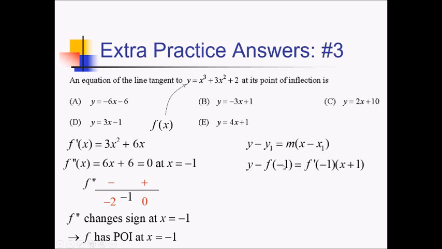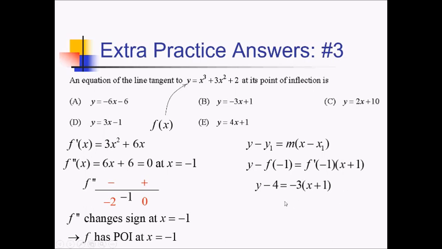f of -1, if I plug -1 into the original function, that's going to be -1 plus 3, which is 2, plus another 2 is 4. And then f prime of -1, well, here's my f prime formula here. Plugging -1 in there, that's going to be 3 times 1, which is 3, minus 6, so -3 for that, so m equals -3. And then we still have x plus 1.